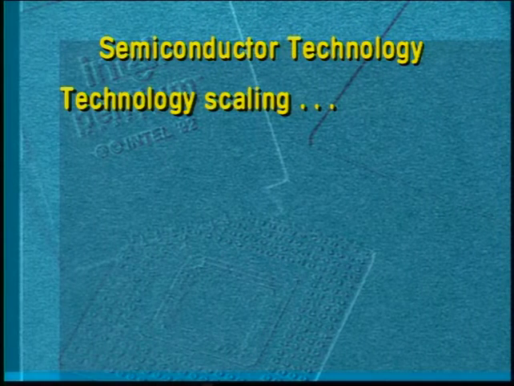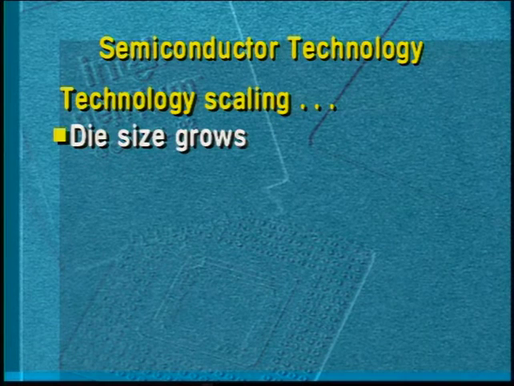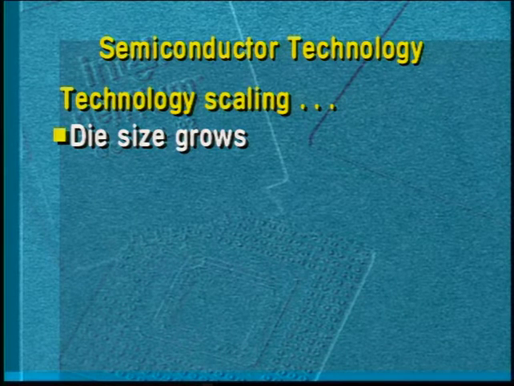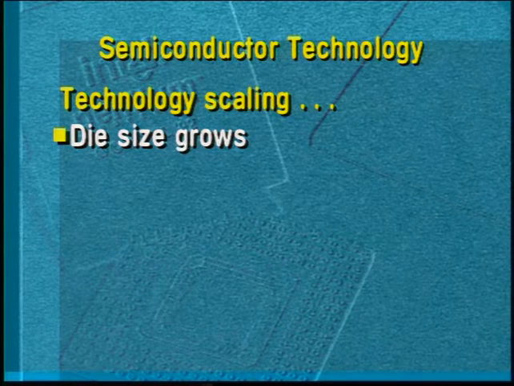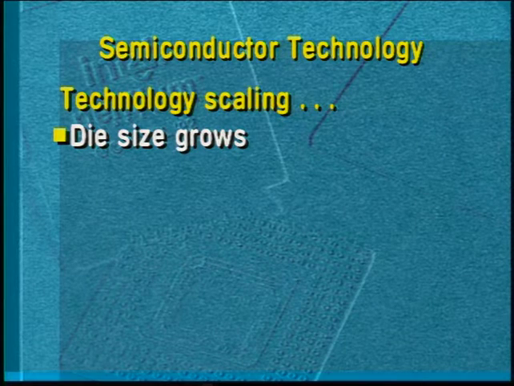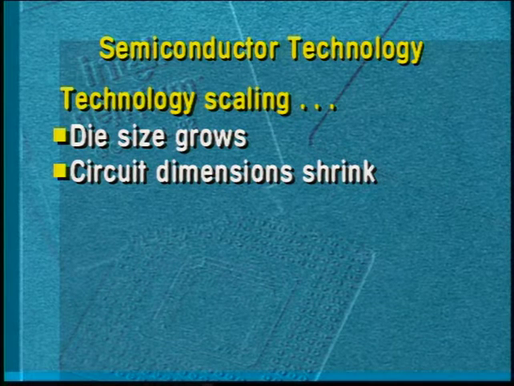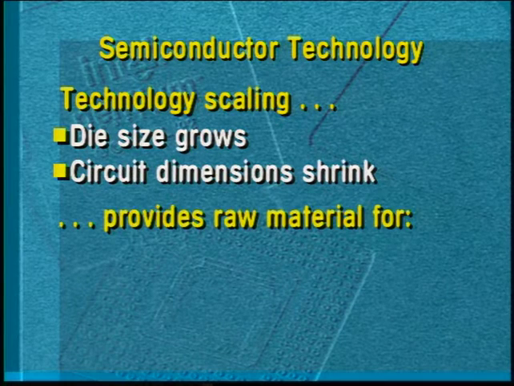And here we have technology scaling as the main driver, and there are really two aspects of this. One is that the die size grows as we improve our manufacturing processes, and we're able to process larger wafers. We can economically produce larger and larger die sizes. The second aspect is that circuit dimensions shrink, so that each generation we have smaller devices and we're able to print thinner wires and more compact transistors.